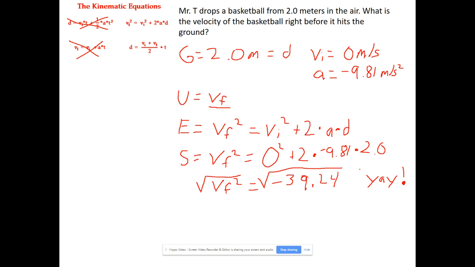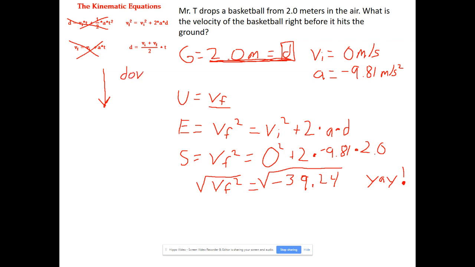All right, welcome back. Hopefully you've found the error. I will tell you the error is the displacement. I said the displacement was 2 meters. That's incorrect. The displacement is not 2 meters because if you remember, this is displacement, not distance. Displacement cares about direction. So this displacement is 2 meters downward.